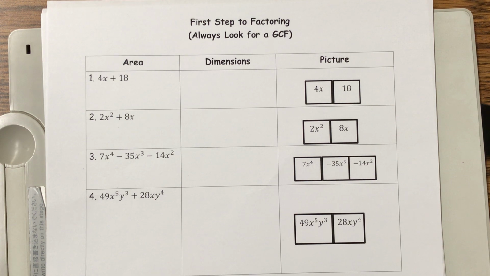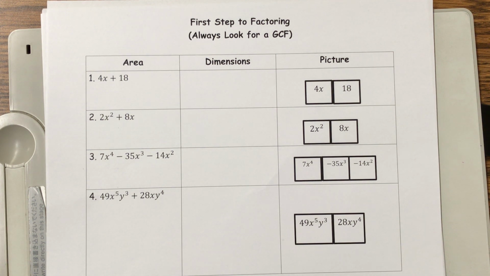So as we've learned in the other videos, factors are numbers or terms that divide evenly into a set of terms. And so the first step in factoring, being able to figure out the dimensions given the area, is to always look for or start with a GCF, the greatest common factor. And the greatest common factor is the largest number or term that divides evenly into a set of terms.